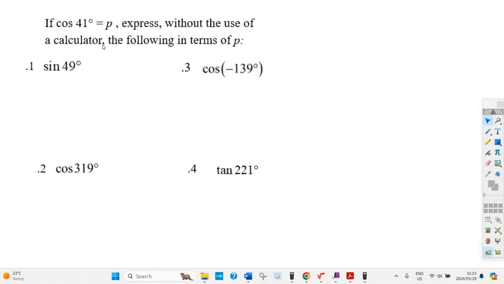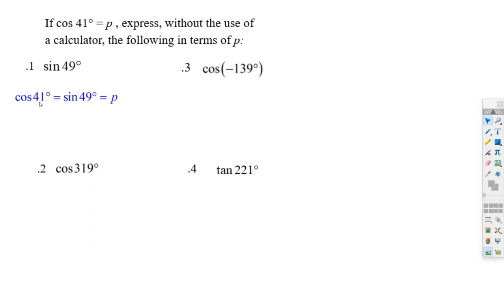Expressed without using a calculator. You can't go the cosine of, and then write it down. What is the sine of 49 degrees in terms of p? Well, the cos of 41 is equal to the sine of 90 minus 41, whatever adds up to 90. So cofunctions tell us that the cos of 41 is the sine of 49. So the sine of 49 is the same as the cos of 41. It must just be equal to p.